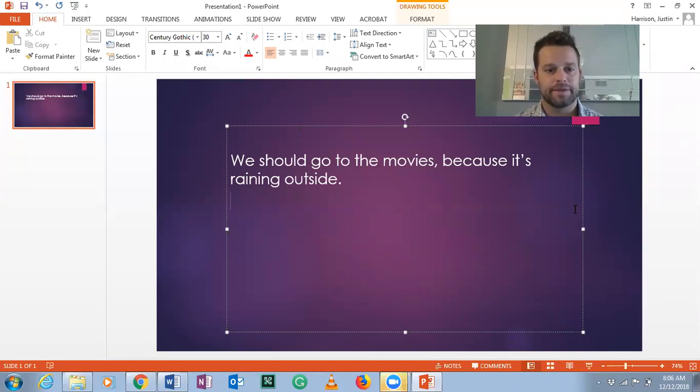All right. The next section is going to be on enthymemes. We will not be doing sorites. And remember, an enthymeme is an argument that is missing either a premise or a conclusion. So here's an example. We should go to the movies because it's raining outside. So what you'll have to do is supply the missing premise or conclusion. So in this case, that's a missing premise.